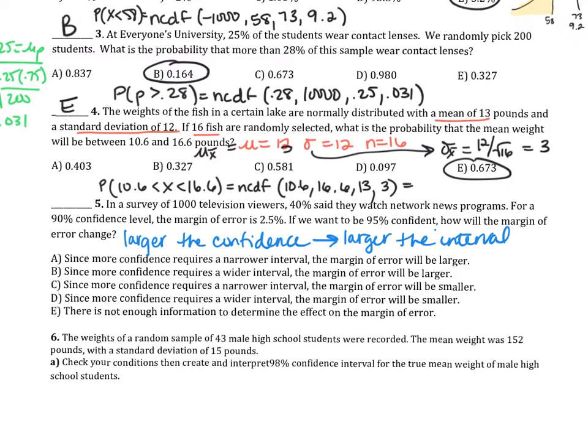Okay, and so that's kind of the answer we're looking for here, and that would be option B. Since more confidence requires a wider interval, the margin of error will also be larger. Remember, your margin of error is half the width of the confidence interval, so they change together.